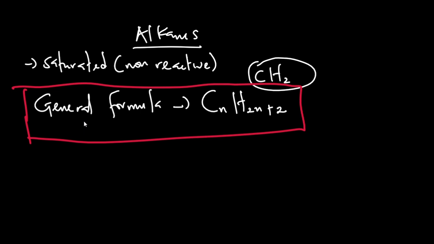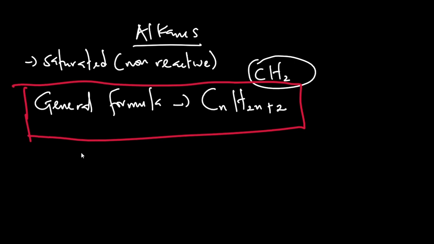From this, we can talk about the first 10 compounds of the homologous series alkane. Let's say when n is equal to 1, you substitute 1 into the formula, and you have C1H2(1)+2. From here, this gives me CH4. We call this one methane.